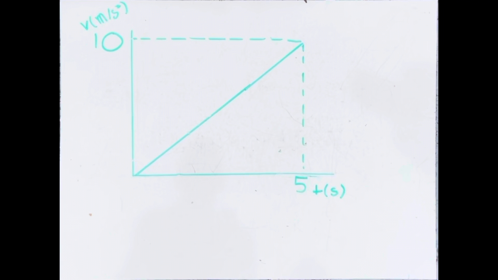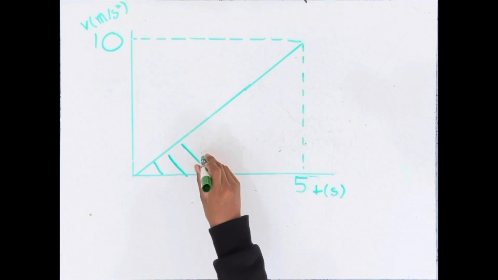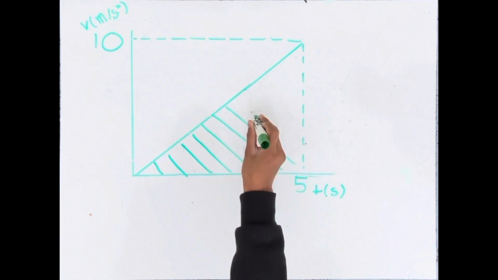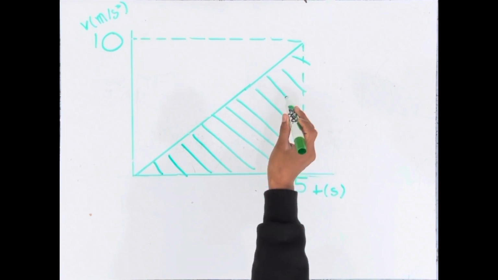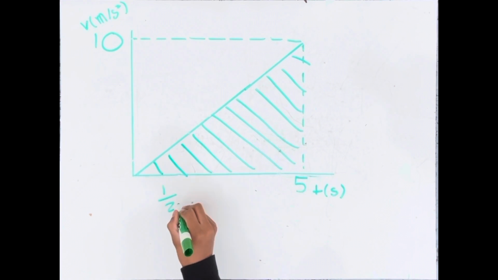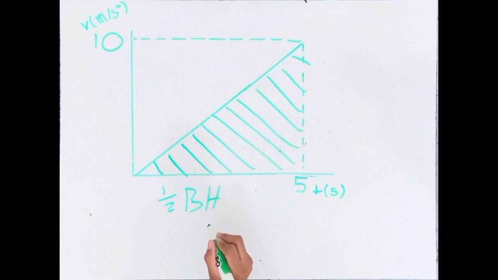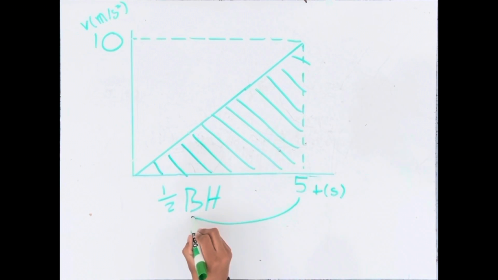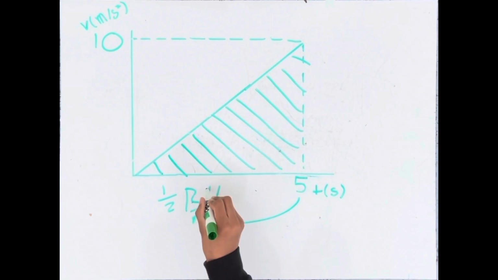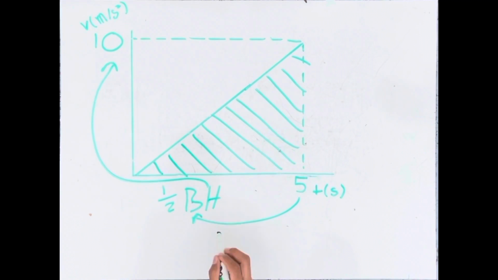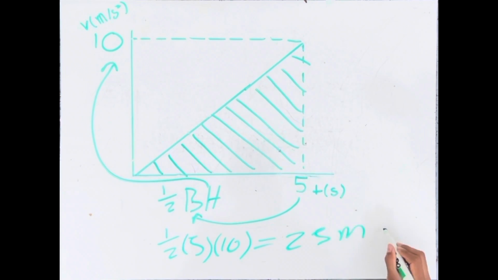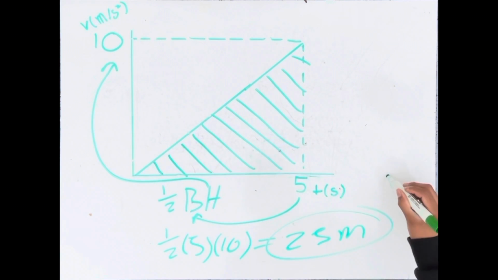Alright, to find the displacement of a velocity over time graph, we need to find the area under the slope. This is equal to 1/2 base times height. As you can see, the base here is 5 and the height is 10. So the equation would be 1/2 times 5 times 10. This will equal 25 meters for the displacement.